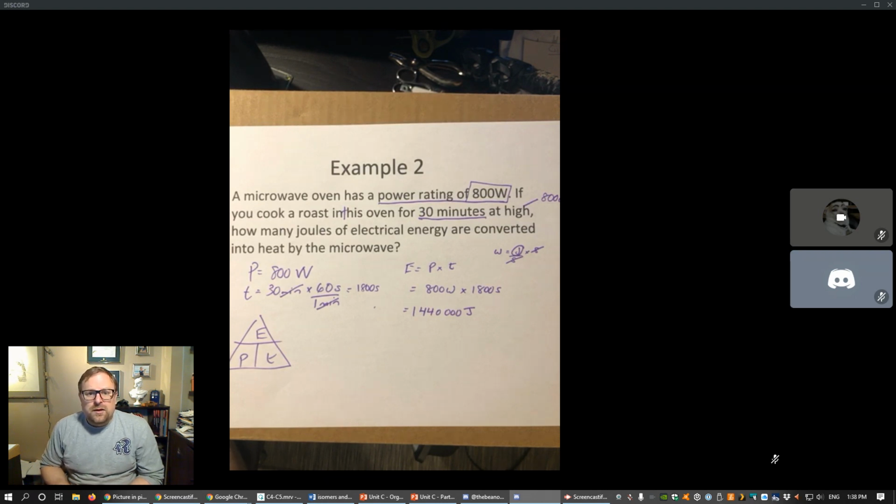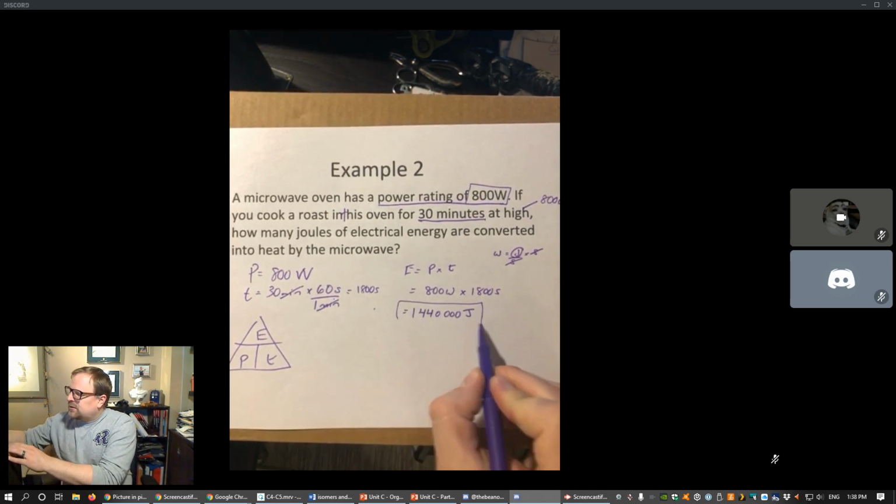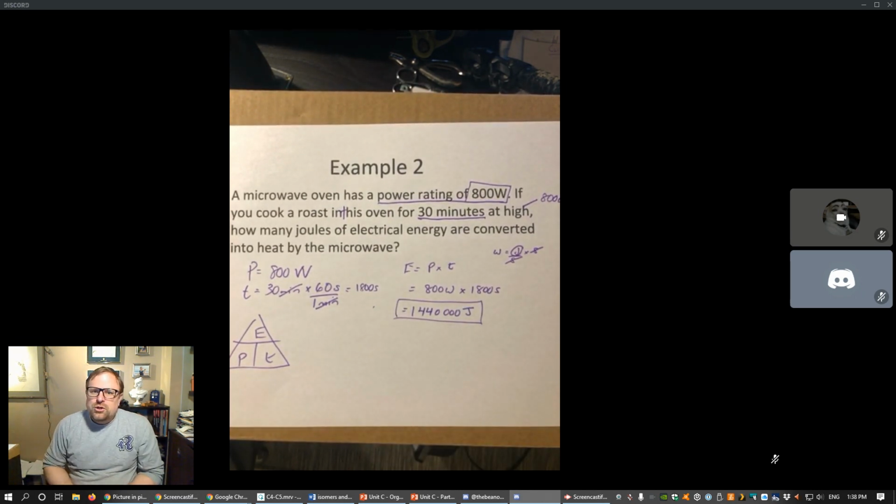We converted that much electrical energy into heat energy using the microwave. So the purpose of the microwave is to do an energy conversion, electrical to heat energy. And we used 1,440,000 joules of energy to do that. Which is a fair amount of energy if you think about it. But it's not actually as much as you think it is.